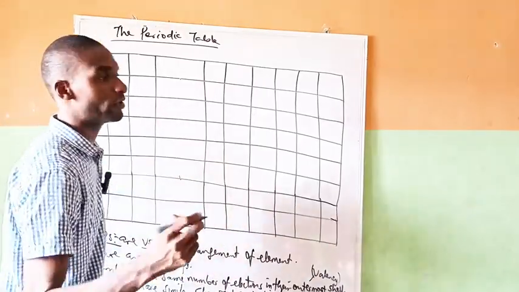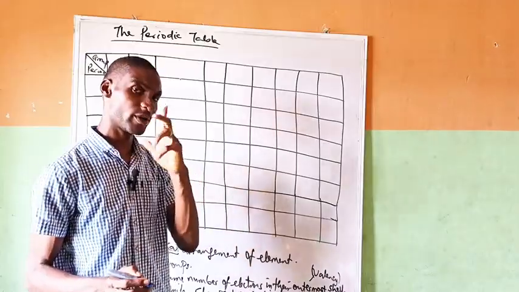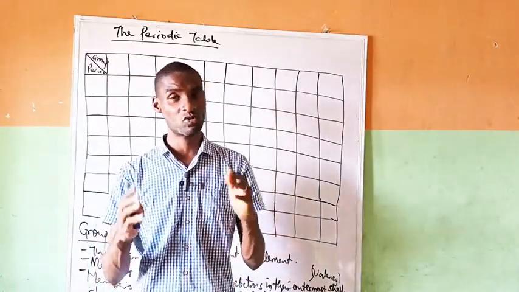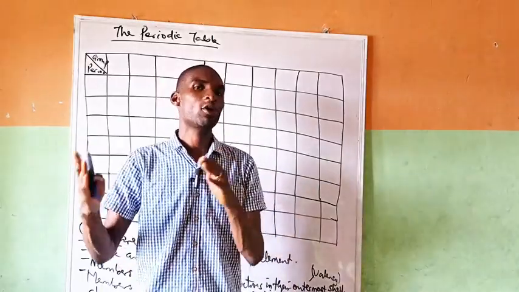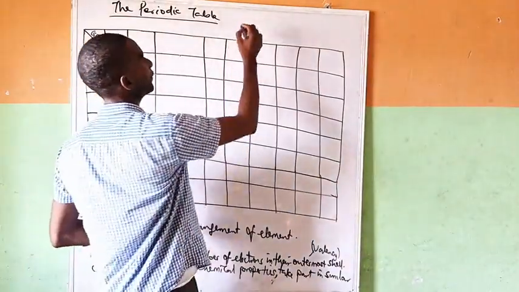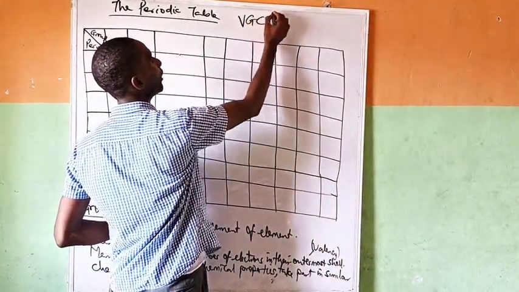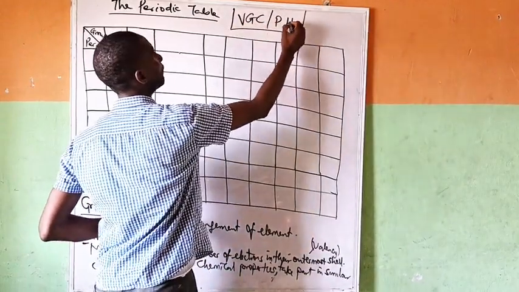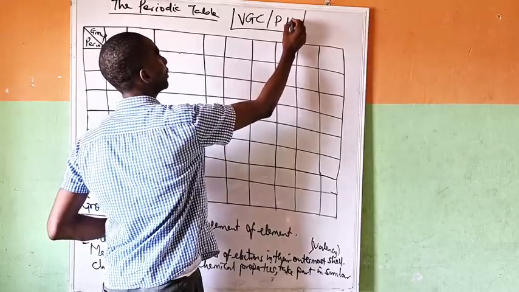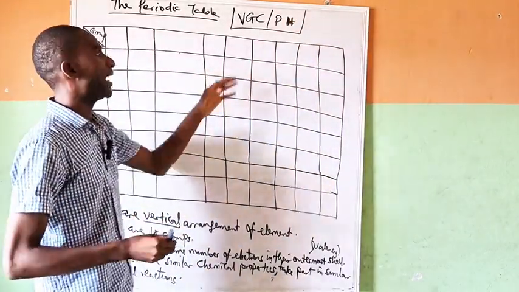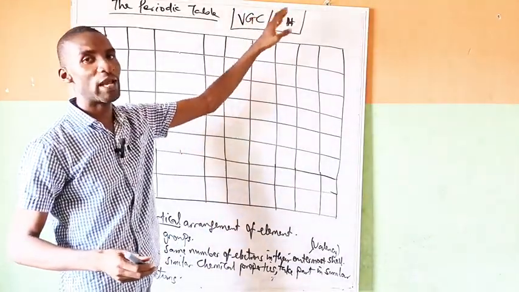Now note, I'm going to give you an acronym that you will use to remember this in the exam hall, so that when you get into the exam hall, you know exactly which one is vertical, which one is horizontal. The acronym is VGC and pH. So what's the meaning of VGC and pH? I want you to go to the comment section and type in VGC and pH.